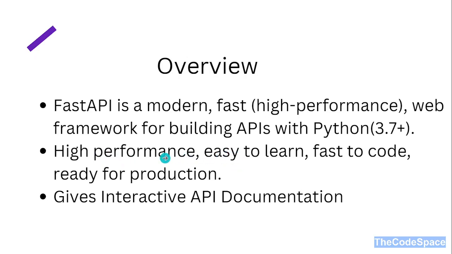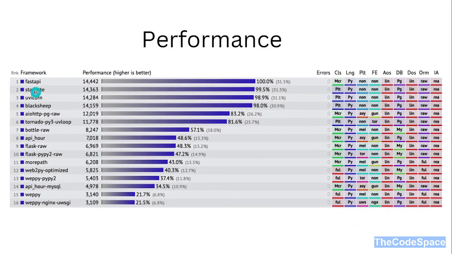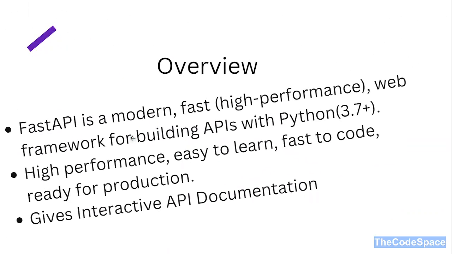As I mentioned, it has high performance, so I will show you the graph. Let me show this first. As you can see, if we compare performance, Fast API is cracking the race. It has higher performance compared with other web frameworks.